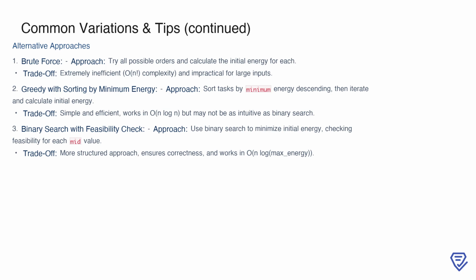However, this approach is extremely inefficient, with a time complexity of O(n!), and is practically infeasible for larger inputs. A more efficient option is a greedy approach where tasks are sorted by their minimum energy requirements in descending order. This method is simple and works in O(n log n) time but may not feel as structured as other approaches. The most robust and scalable solution involves binary search combined with a feasibility check. Here, you use binary search to minimize the initial energy, testing whether each midpoint value is sufficient to complete all tasks. This approach ensures correctness and operates efficiently with a time complexity of O(n log max_energy).